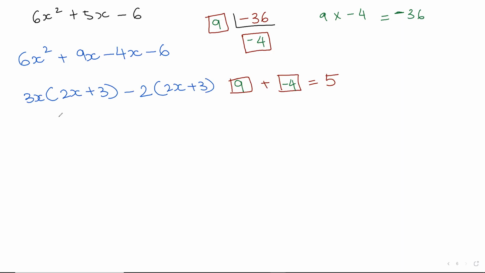All right. So what is the final answer? 3x minus 2, bracket closed and new bracket opens, 2x plus 3. Very good. So this is the factorization. Hamna, is it clear? Yes, ma'am. Okay. All right.